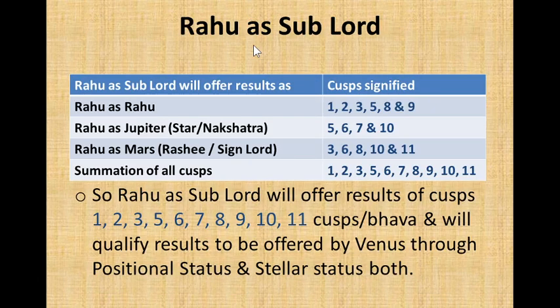So Rahu as sublord appears in 1, 2, 3, 5, 8 and 9. Rahu will also act as Jupiter, so as Jupiter 5, 6, 7 and 10, and as Mars 3, 6, 8, 10 and 11. Summation of all cusps: 1, 2, 3, 5, 6, 7, 8, 9, 10 and 11. So Rahu as sublord will offer results of cusp 1, 2, 3, 5, 6, 7, 8, 9, 10 and 11, and will qualify results to be offered by Venus through positional status and stellar status.